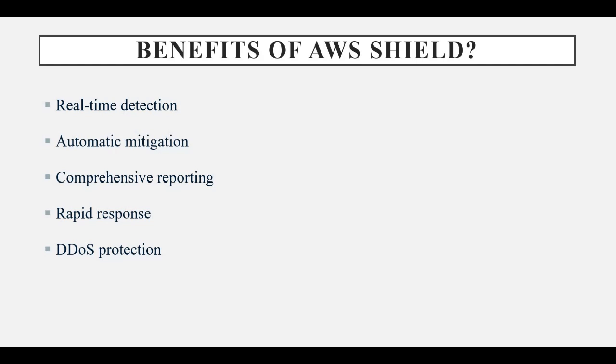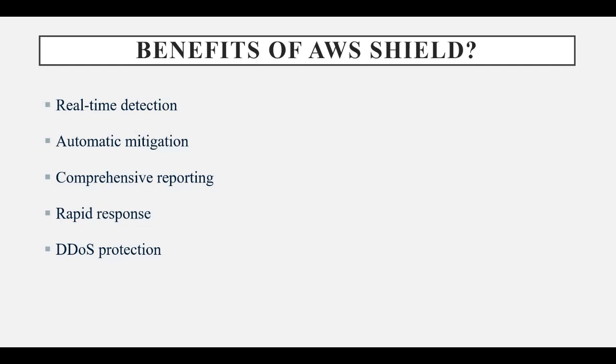Next is automatic mitigation. It automatically mitigates the threats. So there's no need to detect anything manually. It can automatically mitigate the threats. The next is comprehensive reporting. The AWS Shield provides comprehensive reporting on the threats. It can provide comprehensive reports.